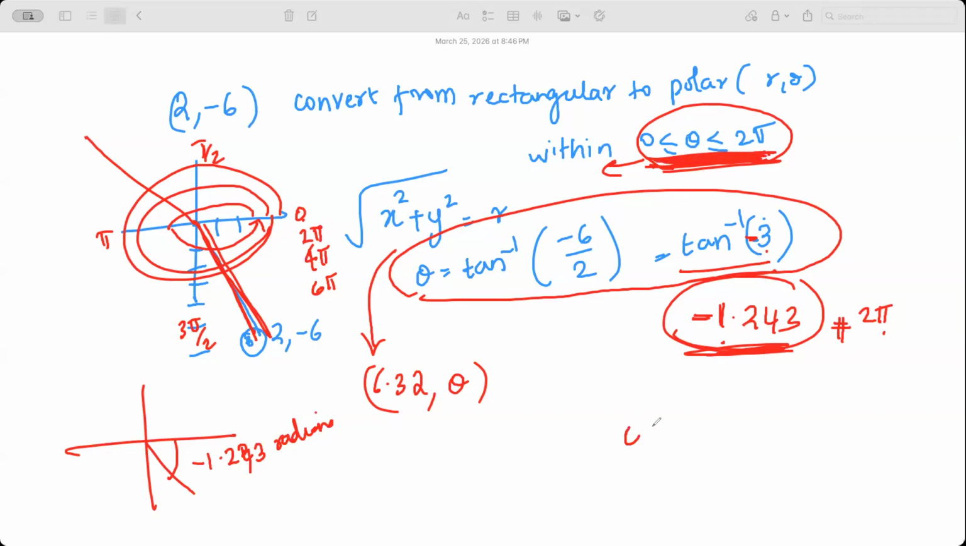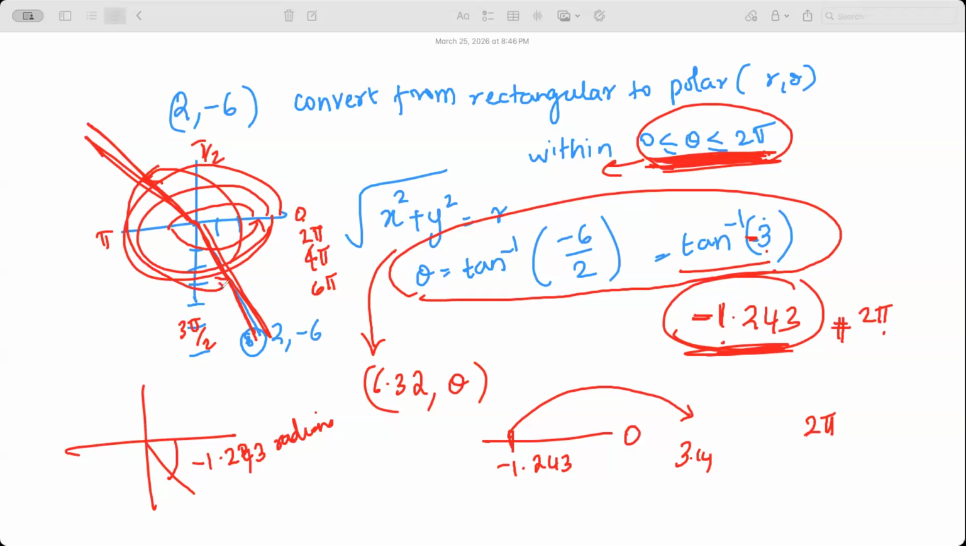But this does not fall within 0 to 2 pi. The answer should be a positive number and has to be between 0 to 2 pi. This minus 1 pi falls here, right? So you add pi to it. If you add 3.14, it falls within this. But the problem is it goes to the second quadrant. So you will have to add 2 pi to bring it back to the fourth quadrant.